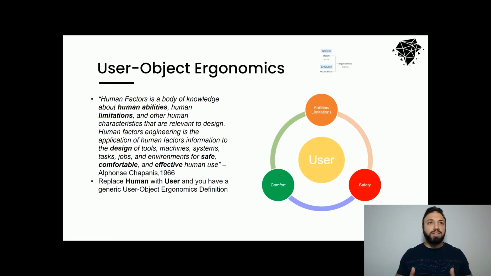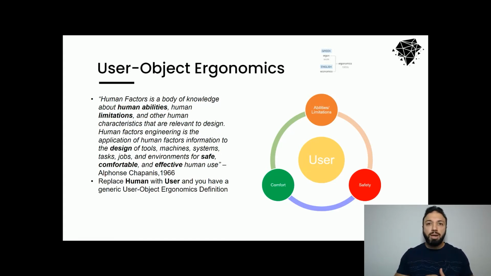Human factors is a body of knowledge about human abilities, human limitations, and what you need to know in order to apply all of these limitations and abilities to the design tools or the designed object that you're trying to design. And here again, it has to be safe, it has to be comfortable, and it has to be effective, which are the three bubbles that you see here.